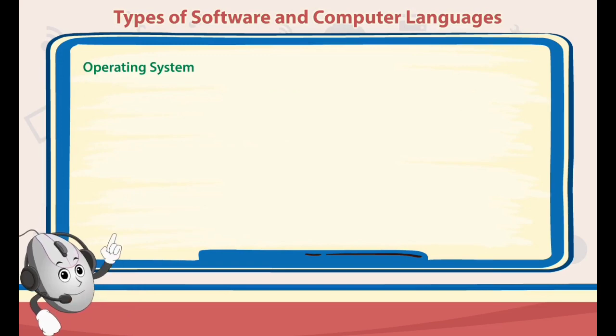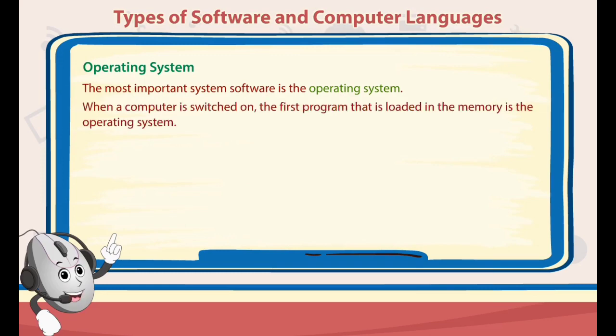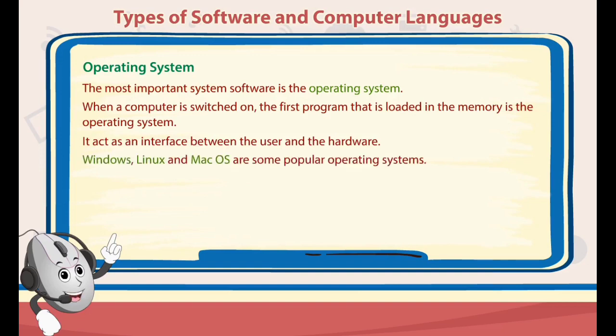Operating system. The most important system software is the operating system. When a computer is switched on, the first program that is loaded in the memory is the operating system. It acts as an interface between the user and the hardware. Windows, Linux, and Mac OS are some popular operating systems.